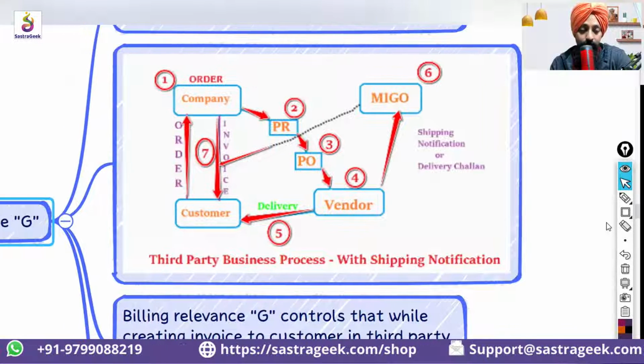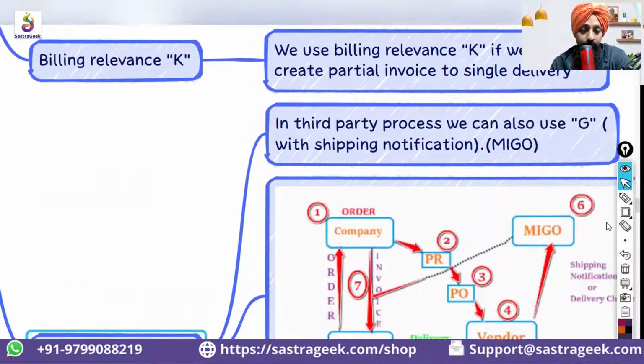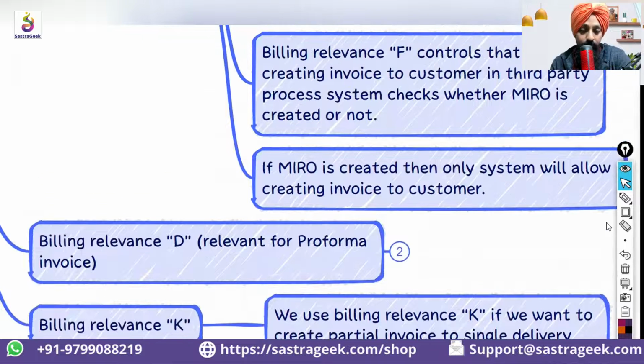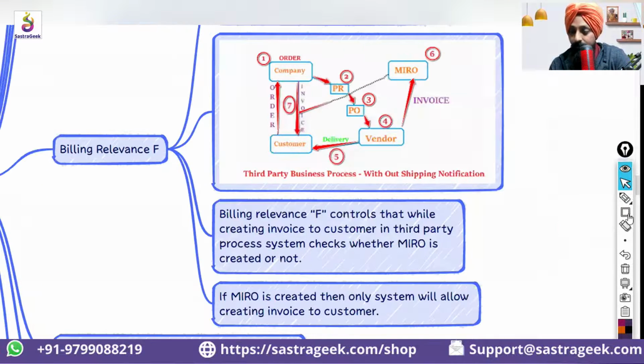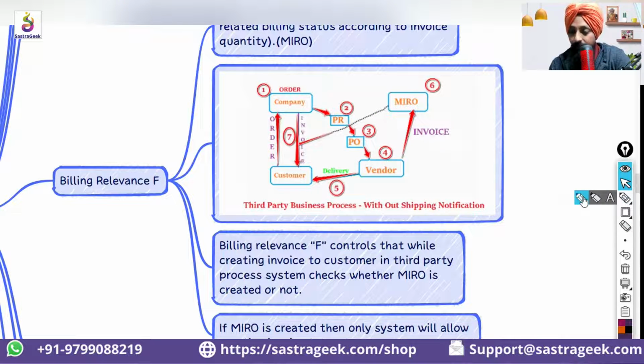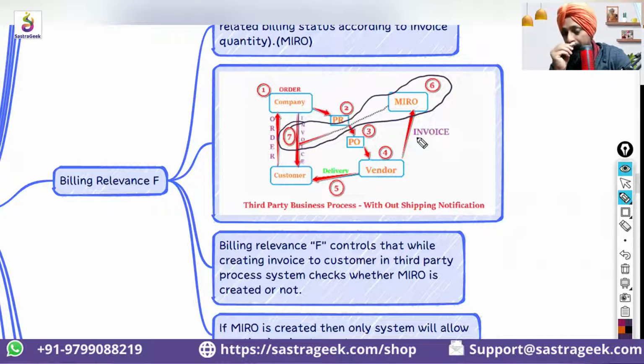The earlier case which we have discussed was a billing relevance F, so you should understand the difference. If you see here, in the billing relevance F, we have the invoice document linking with the Miro document. After the vendor received the PO, the vendor directly invoices it. There is no Migo in between it, right?